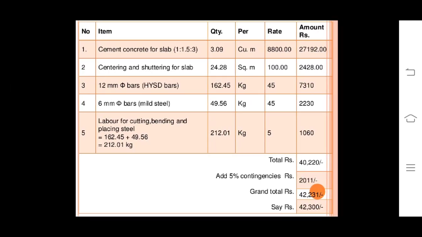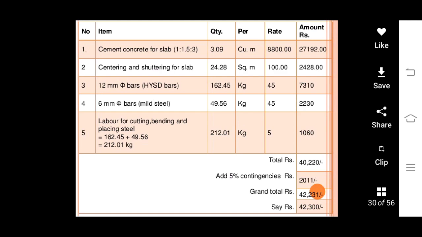Entering all these quantities in tabular form, we get the concrete of the slab as 3.09 cubic meter, and multiplying this by a rate of approximately 8800 will give the total amount. Centering quantity required is 24.28 square meters. 12 mm bars requirement is 162.45 kg, and 6 mm bars required 49.56 kg.